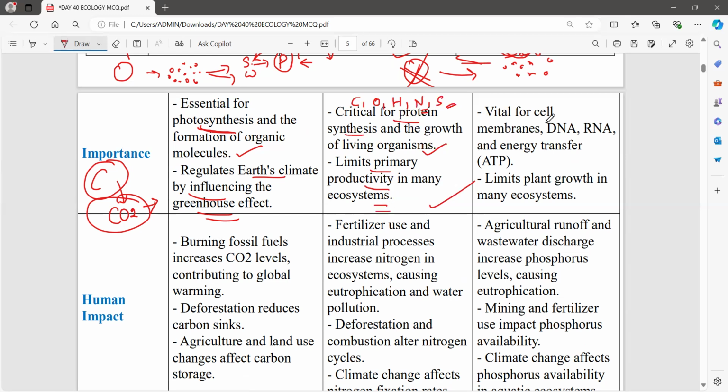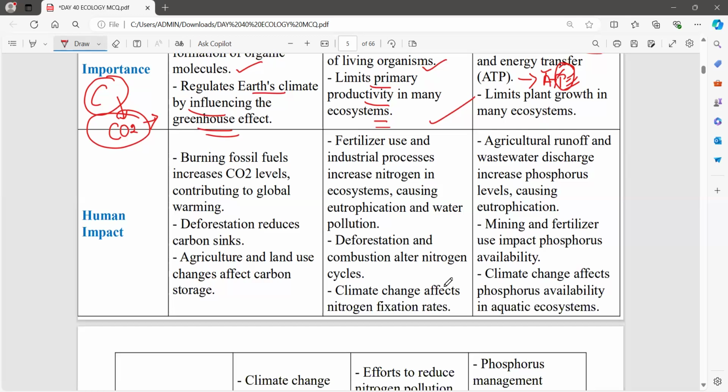Now what is the use of the phosphorus cycle? Let me explain in what way DNA and RNA need phosphate. We have the phosphodiester bond, and definitely the source of energy is ATP. ATP means adenosine triphosphate. For this phosphate, definitely we need phosphorus, right? Everybody clear, right?